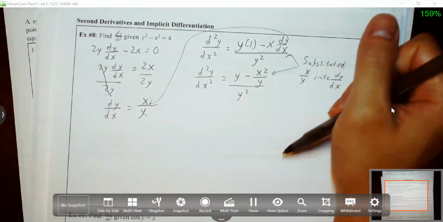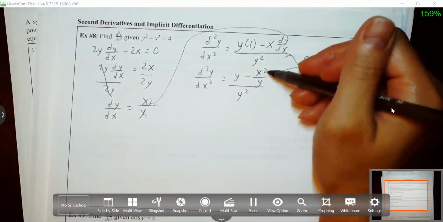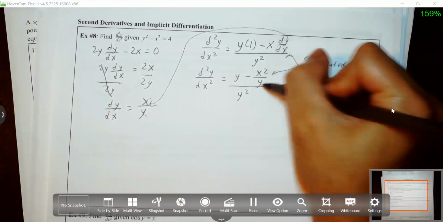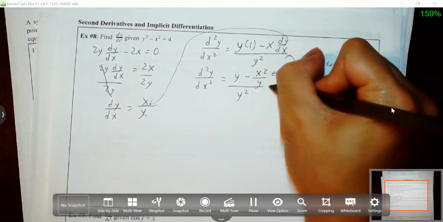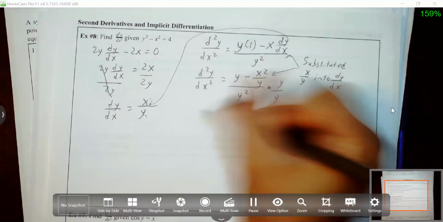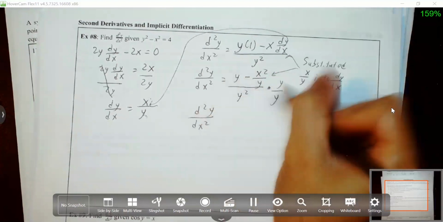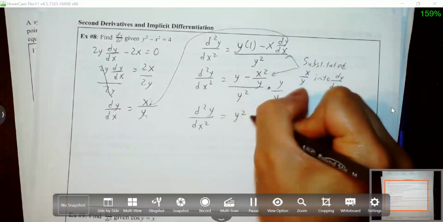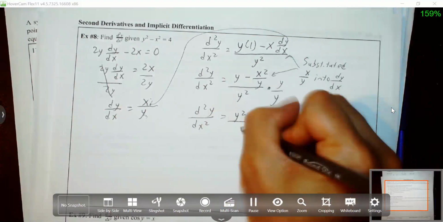Now we're just going to clean this up a bit. You'll never see answers that have fractions within fractions, the complex fractions. So my lowest common denominator here is y. I'm going to multiply both the top and bottom by y. And what happens is I get on the top y squared minus x squared all over y to the third.